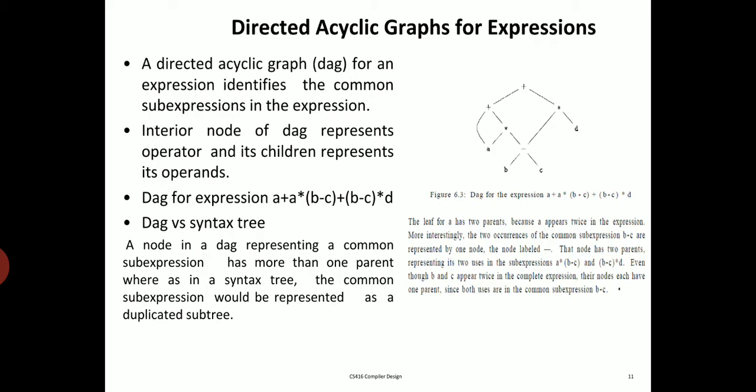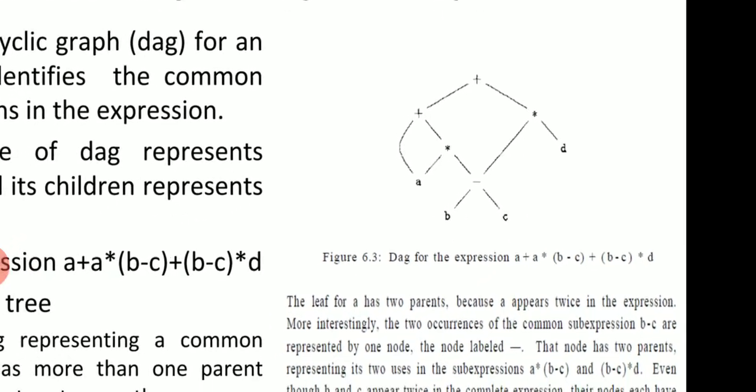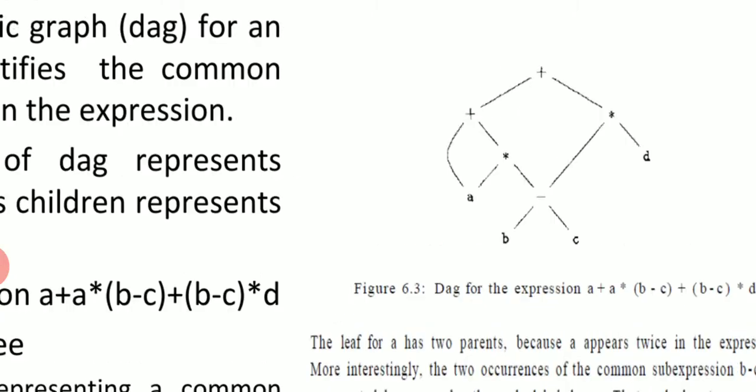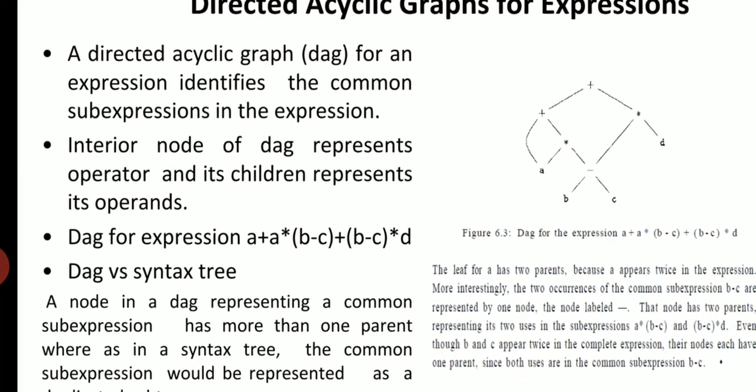Coming to the description of a DAG for an expression: a directed acyclic graph on an expression identifies the common subexpressions in the expression. The interior node of the DAG represents the operator and its children represent its operands. Here another example is shown, a + a * (b - c) + (b - c) * d. So b - c will be computed first. Here the common subexpression is b - c, so it will occur only once. Also, a appears two times, and in the DAG it appears only once. That is the difference between a DAG and a syntax tree.